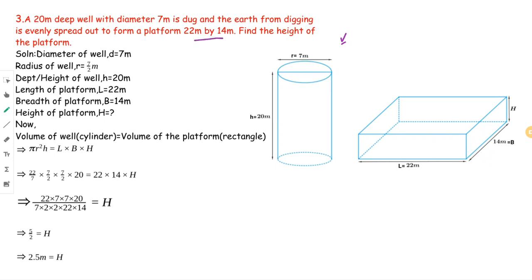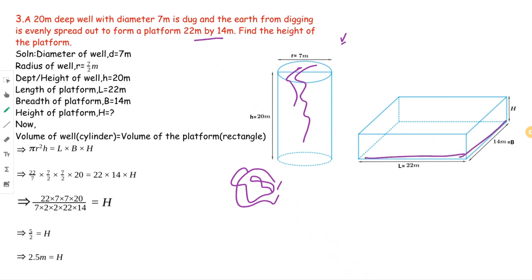So remember, when we're digging a well, the earth is going to come out, or the mud will be left, right? So with that mud, they made it into a platform of length and breadth they've given to us. The question is find the height of the platform. So once again, volume will remain the same, right? Because whatever earth was dug out, they changed it into the shape of a cuboid. So volume will remain the same.